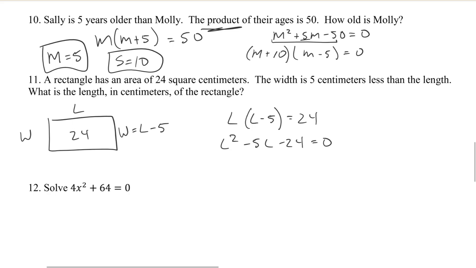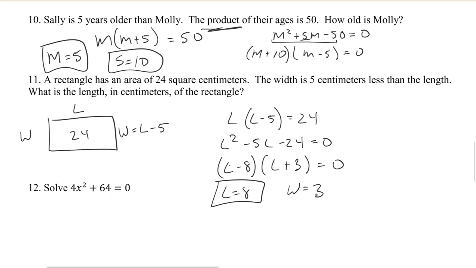What are factors of -24 that add to -5? Well, how about 8 and 3? So that would be L minus 8 times L plus 3 equals 0. So L equals 8. If L is 8, then the width would be 3.